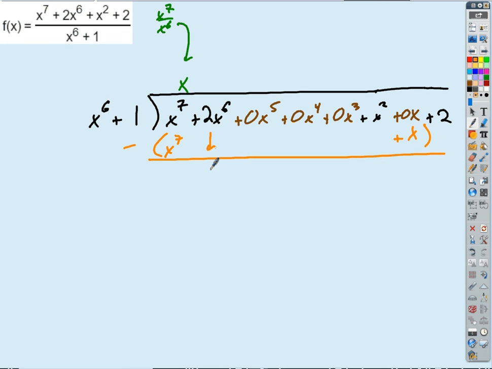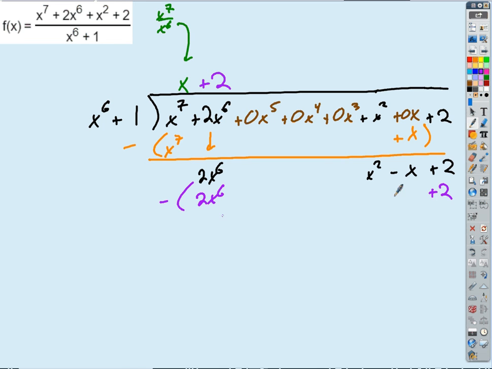This pops straight down. 0, 0, 0. X squared. What's 0 minus x? Right? Okay, and then next term. And you get 2 on it. 2x to the 6th divided by x to the 6th is my 2. I can distribute the 2 through. 2x to the 6th plus 2.